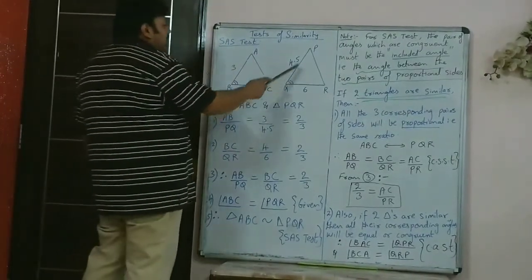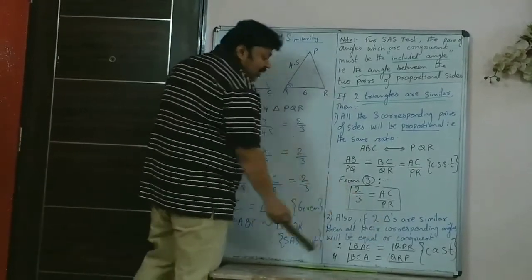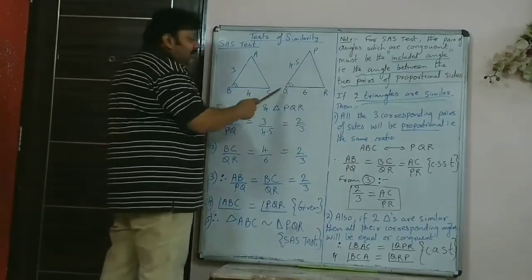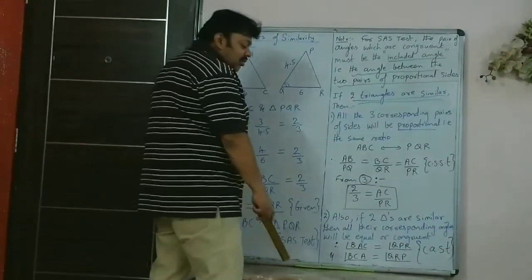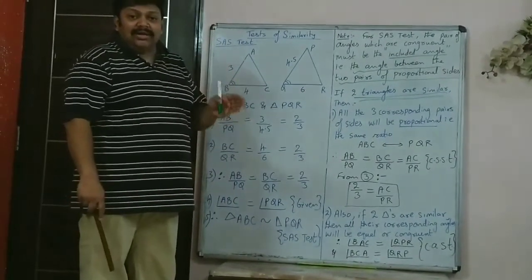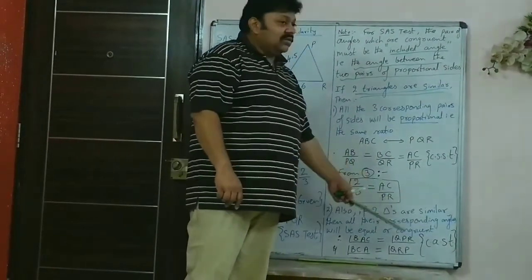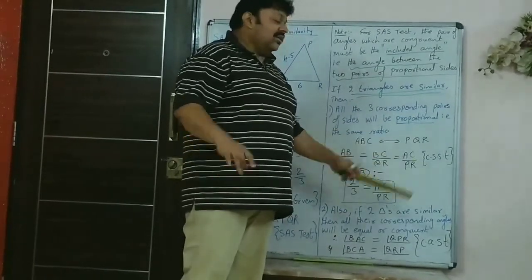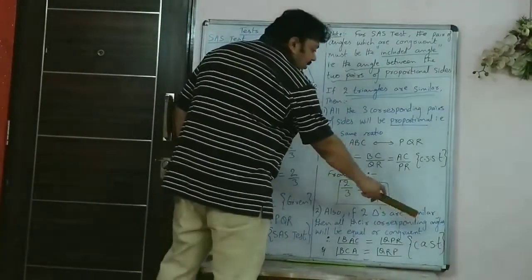Angle BAC is equal to angle QPR. Angle ACB is equal to angle PRQ, or BCA is equal to QRP. Reason: CAST, meaning corresponding angles of similar triangles. Most school teachers allow this, but one or two teachers will tell you to write the full form. In that case, ask your school teacher if they allow it. In the boards, CAST is allowed.